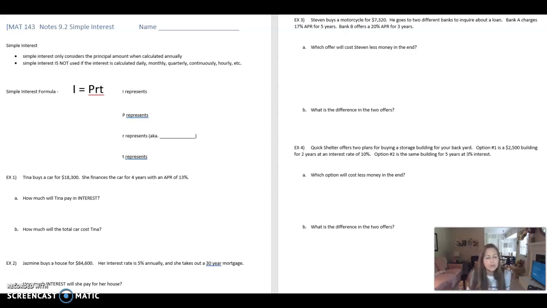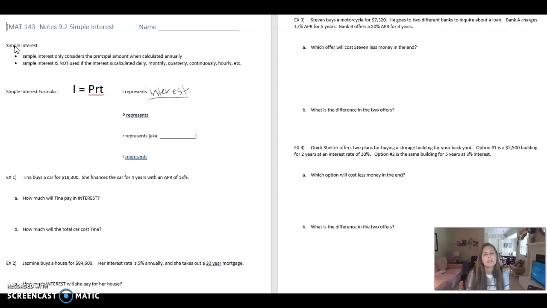So the simple interest formula is I equals PRT. All right, let's talk about this. I represents the interest. I don't like that color. Let's see if we can change colors. Let's go to blue. All right, I is the interest.